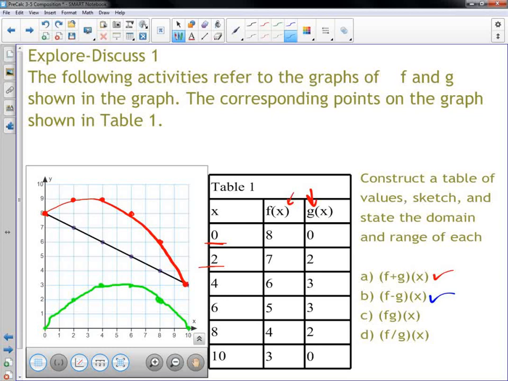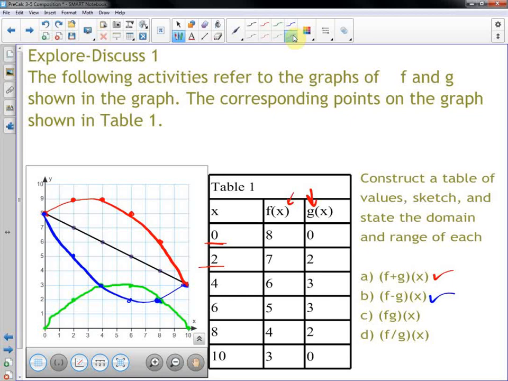f minus g of x. What's f minus g of x of 0? So f minus g of 2, 5. f minus g of 4, 3. f minus g of 6, 2. f minus g of 8, 2. f minus g of 10. It looks symmetrical, doesn't it? Looks like, yeah.